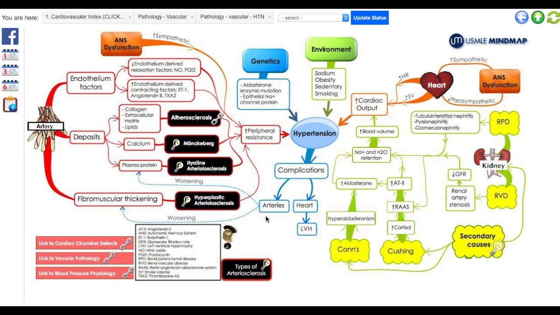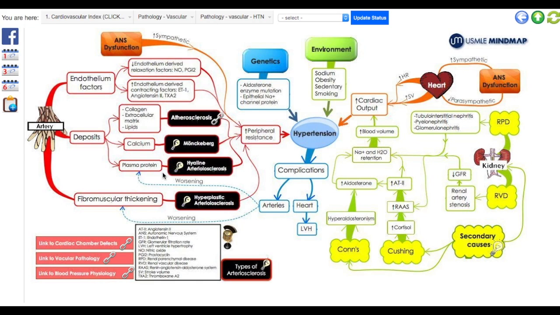Now let's go to the left, the arteries. We break it down. What are the factors in the arteries that can lead to hypertension? Endothelium factors, deposit factors, fibromuscular thickening, and now the student can follow the link. For example, we have deposits, mainly three things: atherosclerosis, Mönckeberg's sclerosis, and hyaline arteriosclerosis.